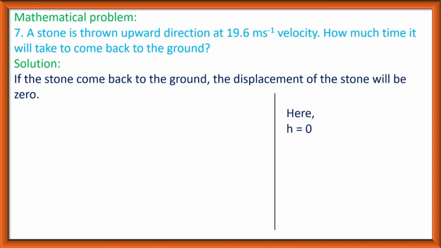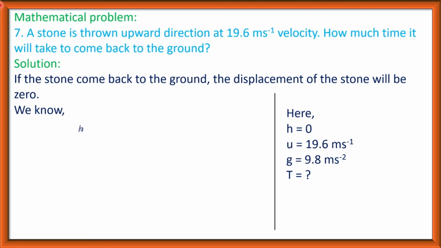So h is equal to 0, u is equal to 19.6 meter per second initial velocity, acceleration due to gravity g is equal to 9.8 meter per second square. We have to determine the time capital T is equal to what? That means total time, after how much time it will return back to the ground.